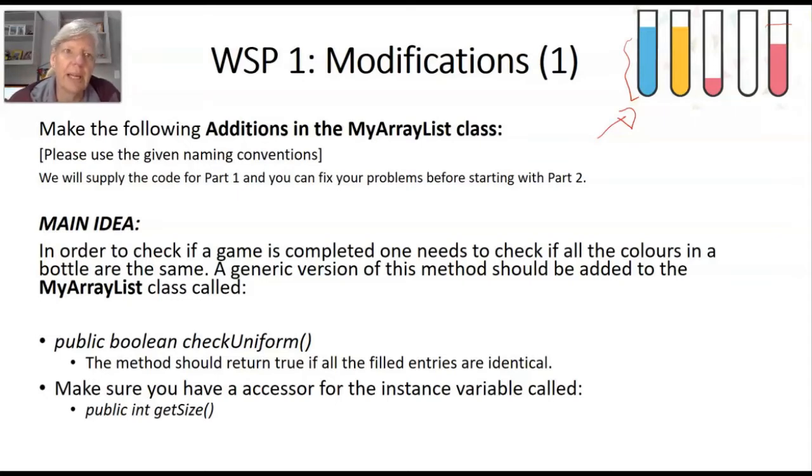Now, we are going to add methods. We are going to check uniform. Uniform means all the items are the same. And we are going to do get size to see how many items are there.